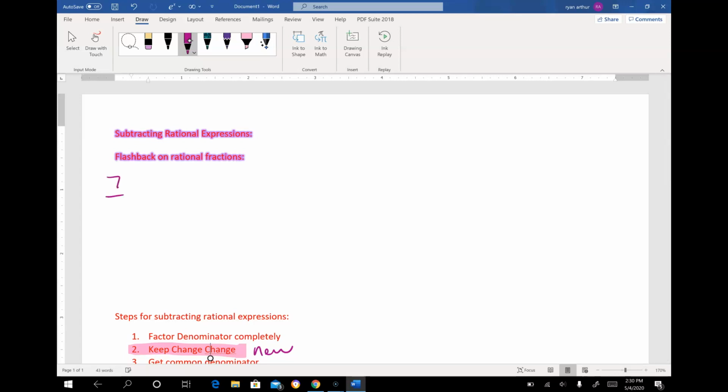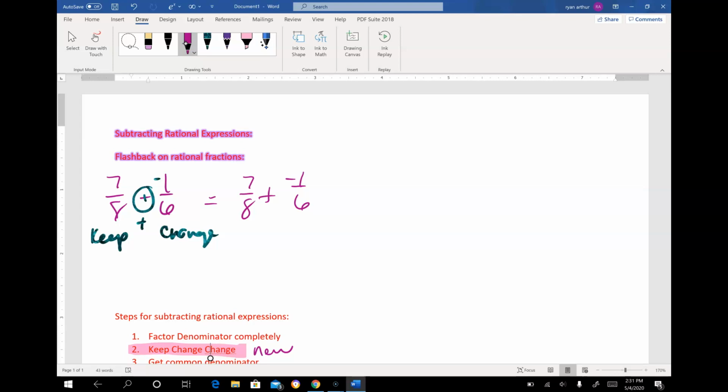So say you have 7/8 minus 1/6. You remember the keep, change? So you keep your first fraction, you change subtraction to addition, and then you change the sign of the one behind it. Keep, change. So really, this is saying 7/8 plus negative 1/6. Okay, once you do the keep, change, we're back to addition.